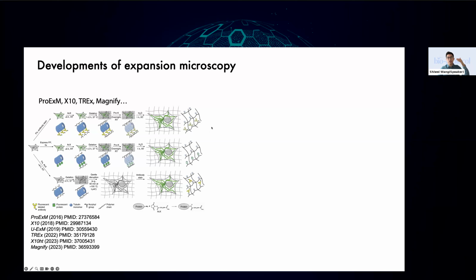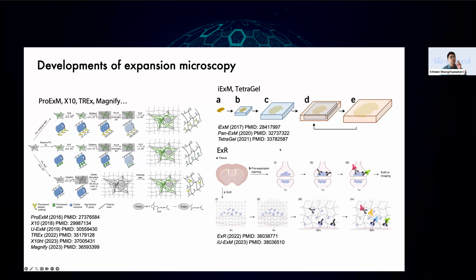To reach higher resolutions, whereas the one-shot protocols with 4 to 10-fold expansion factor can reach around 70 nanometer to around 40 nanometer resolution on conventional microscopes, we can use iterative expansion protocols to reach higher resolution, such as 20 nanometer on a conventional spinning disk confocal.